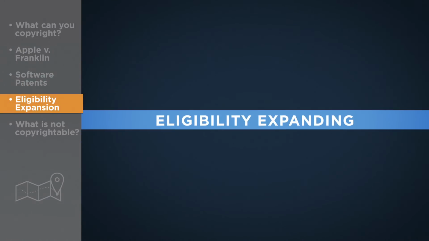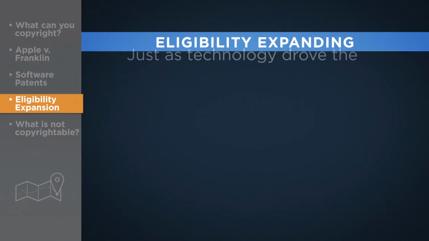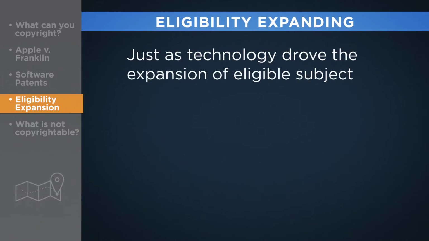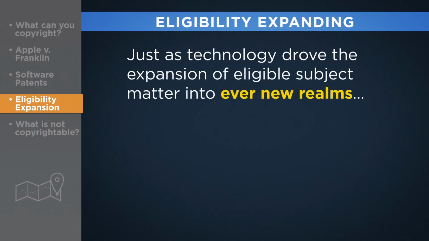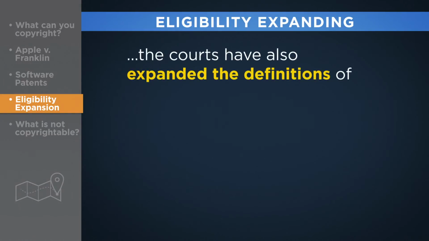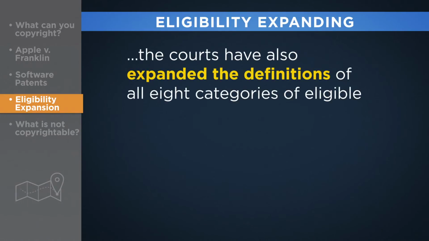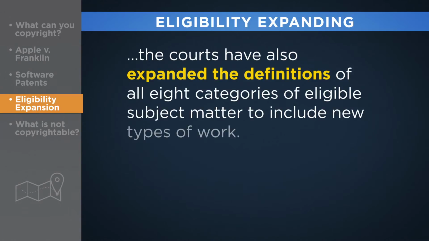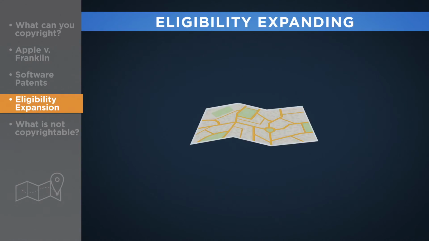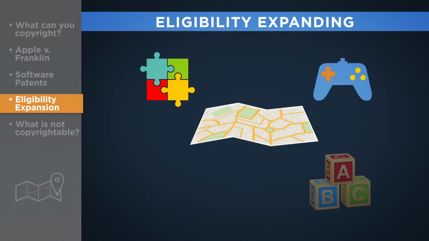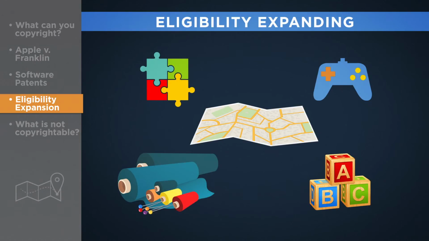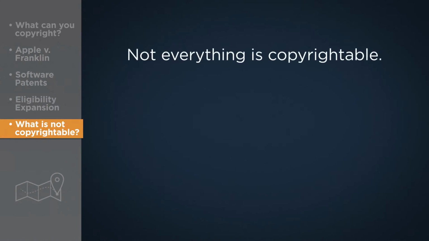Software is just one example of how the courts have tended to interpret the 8 categories of eligible subject matter quite broadly. Just as technology drove the expansion of eligible subject matter into ever new realms, first photographs and then motion pictures, the courts have also expanded the definitions of all 8 categories of eligible subject matter to include new types of work, such as maps, games, puzzles, toys, fabric design, and many other creations. However, not everything is copyrightable, far from it.